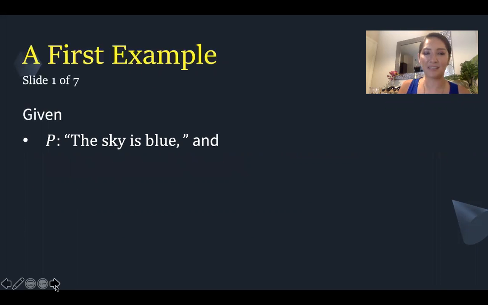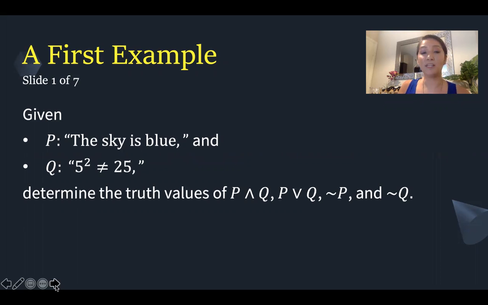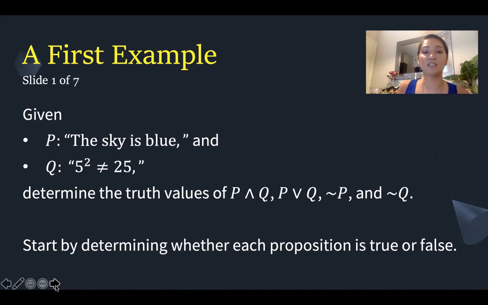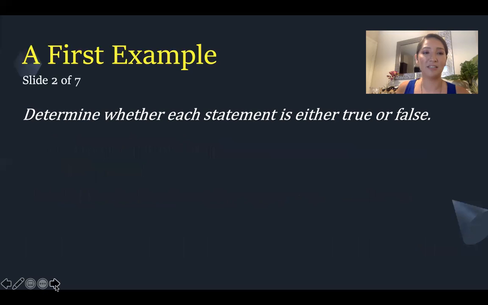All right, so here's our first example. Given the proposition P, the sky is blue, and the proposition 5 squared is not equal to 25, which is given the label Q. Given those two propositions, we want to determine the truth value of P and Q, P or Q, the negation of P and the negation of Q. First, we'll just start by determining whether each proposition is true or false. Just look at them one at a time.